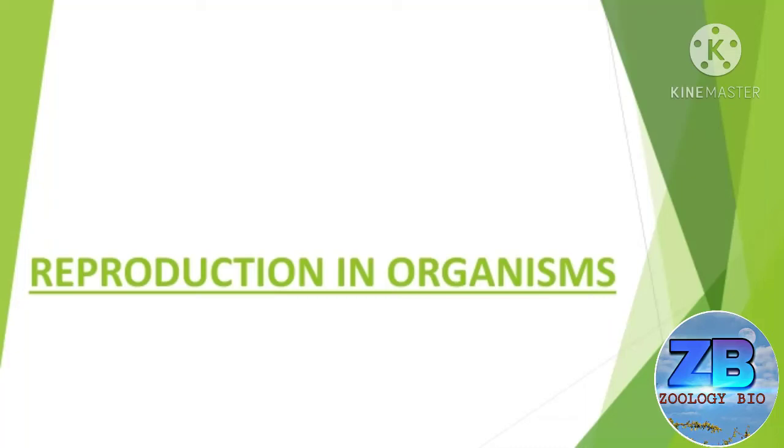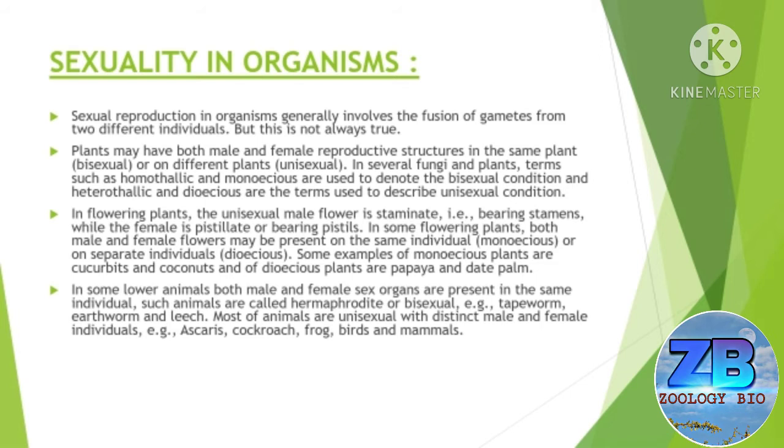In this series of videos I'm talking about reproduction in organisms, and now in this video I'm talking about sexuality in organisms, events in sexual reproduction, pre-fertilization events, fertilization, post-fertilization events, development of zygote, embryogenesis, special modes of reproduction, parthenogenesis, natural and artificial parthenogenesis, and neoteny. So please watch until the last. So let's start with sexuality in organisms.